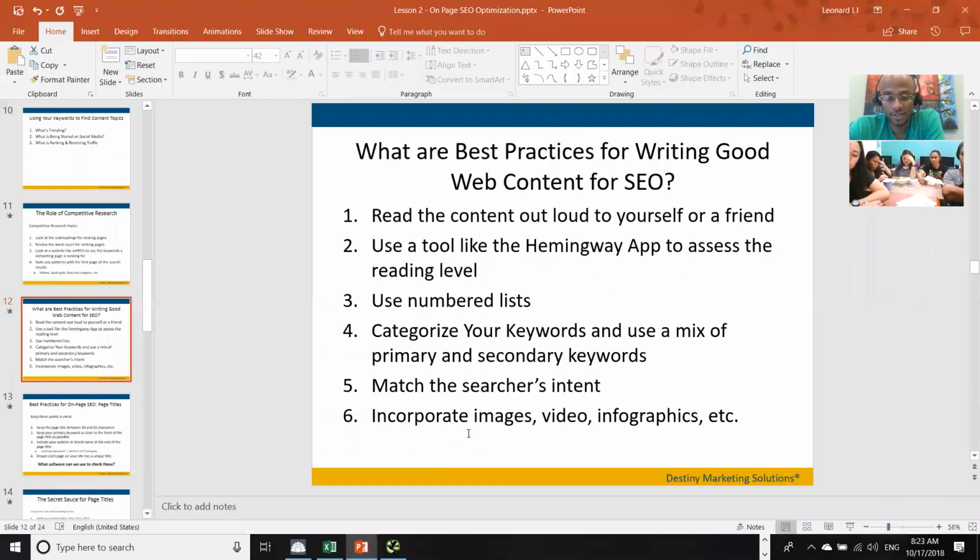And number 6, incorporating images, videos, and infographics into your content. You want to make your content a pleasure to read. No one likes to read just a giant block of text, so try to mix it up with images, buttons, videos, infographics, and so forth. Okay?